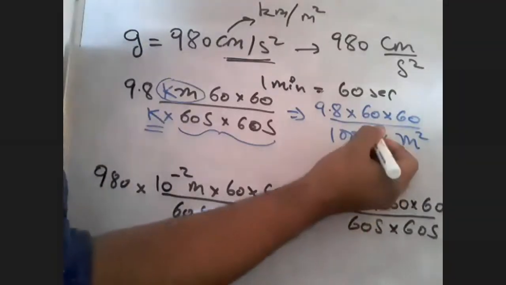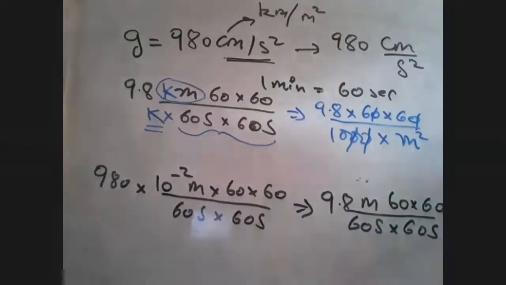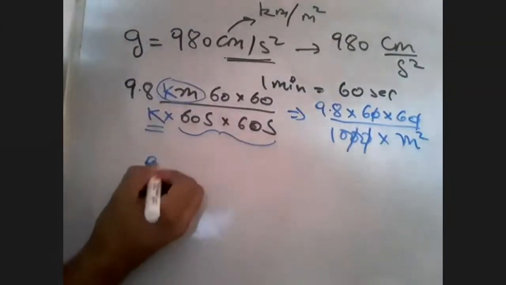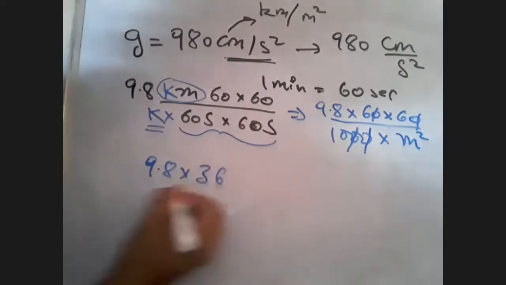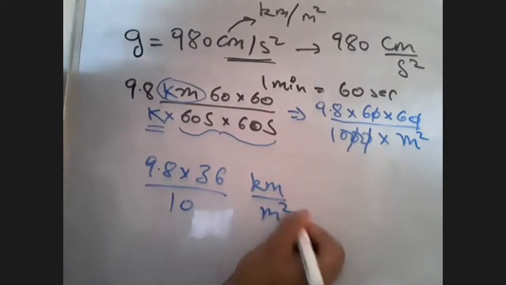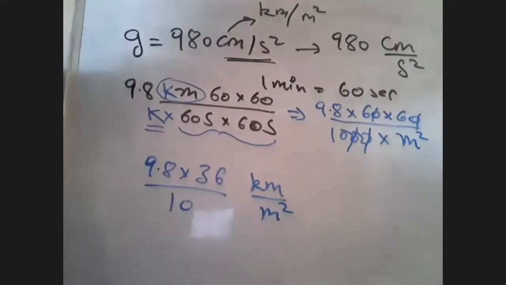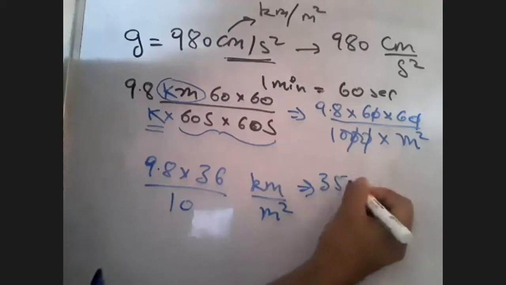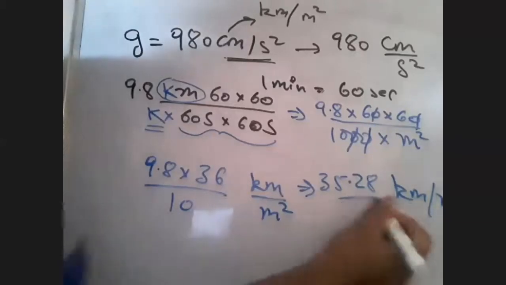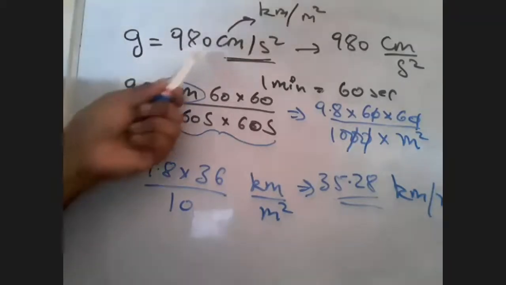No problem. Just solve this problem. Calculate and tell me how much it is going to be. So you're getting 9.8 into 6 into 6, 36 upon 10, and of course it's going to be kilometers upon minute square. You will get 35.28 kilometers upon minute square. So this is one way, students, of converting centimeter upon second square.